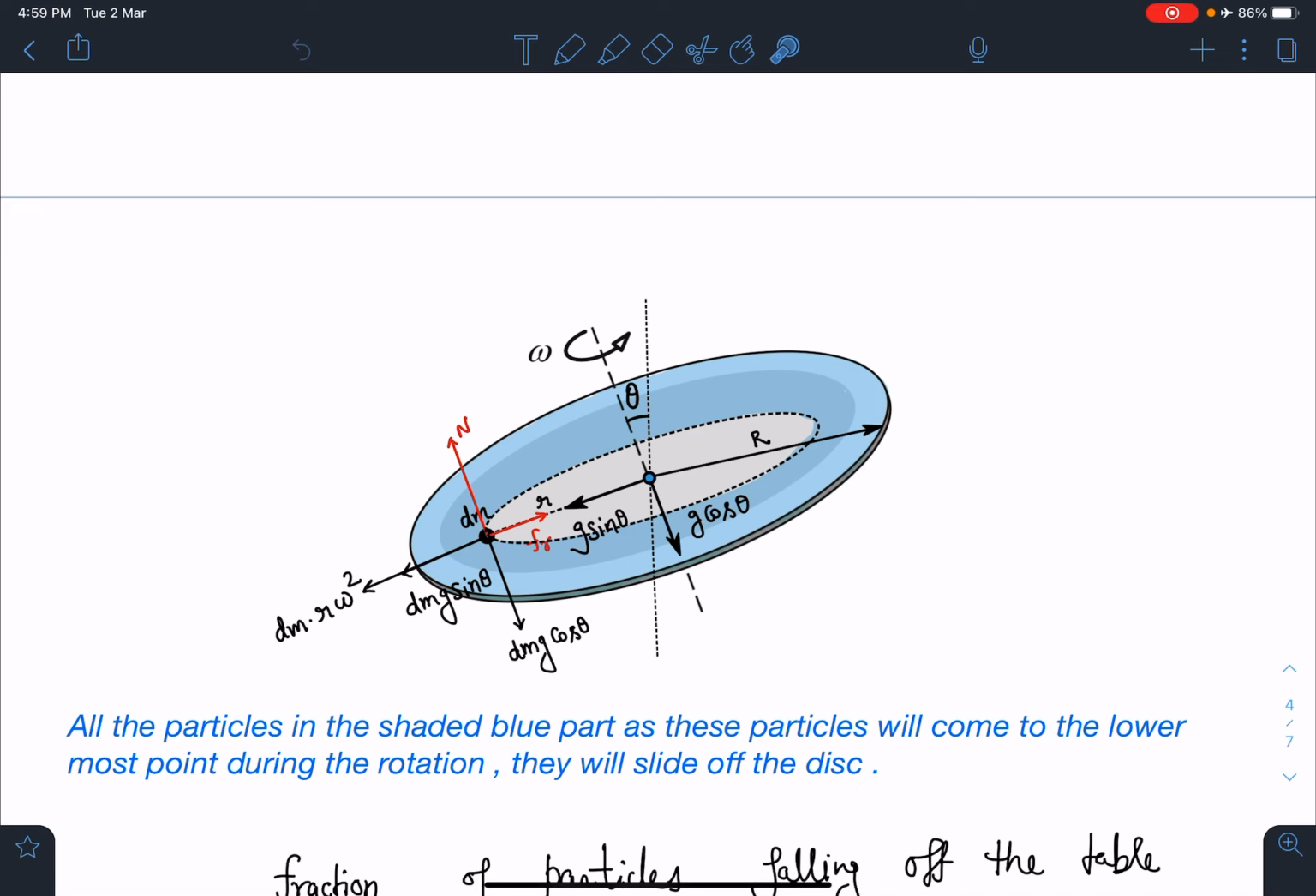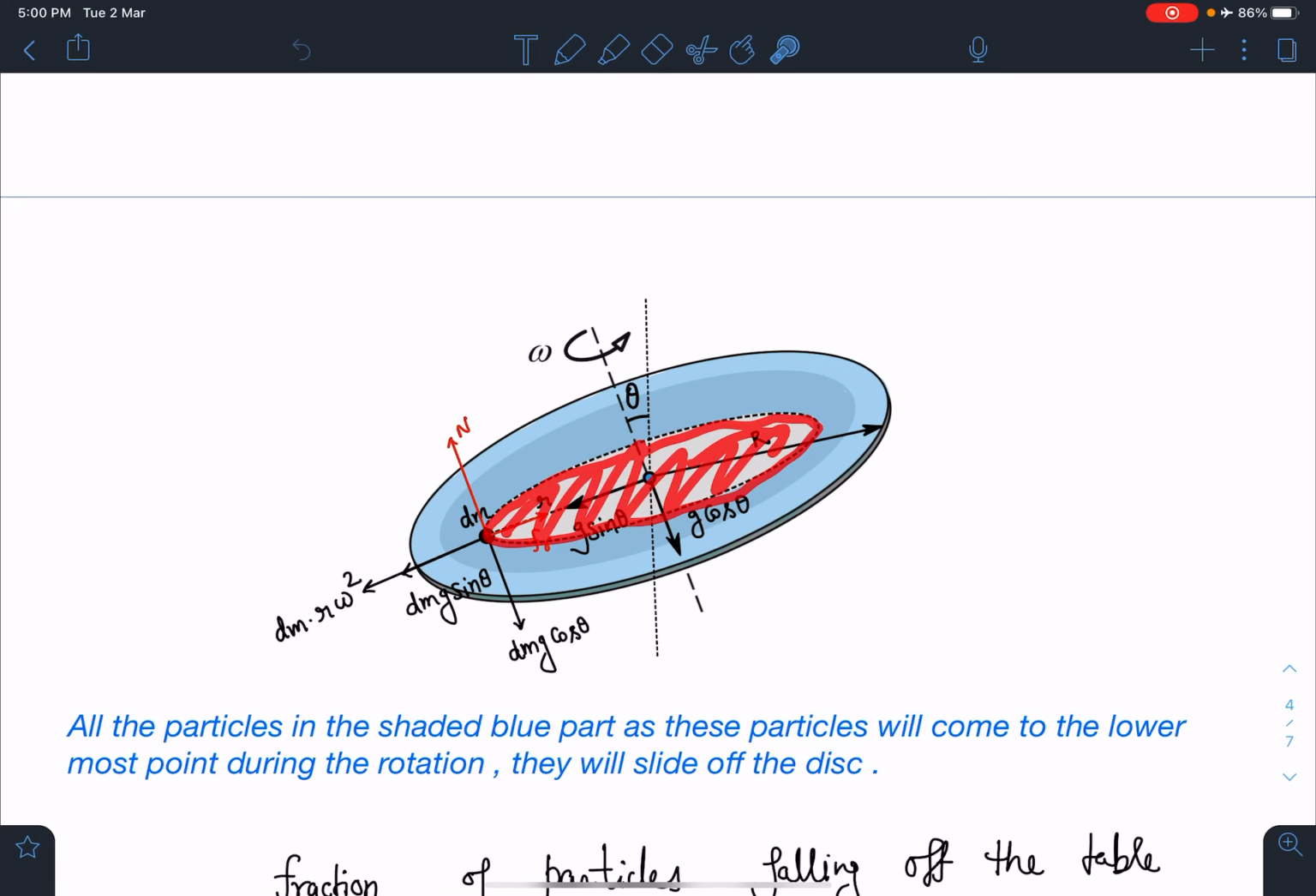That means here this particle is not sliding, all these particles are not sliding, but when they come to this position, when they cross this line, at that time they are going to slip and they will slide off the disk. So you will find only in this gray part these sand particles will be left.